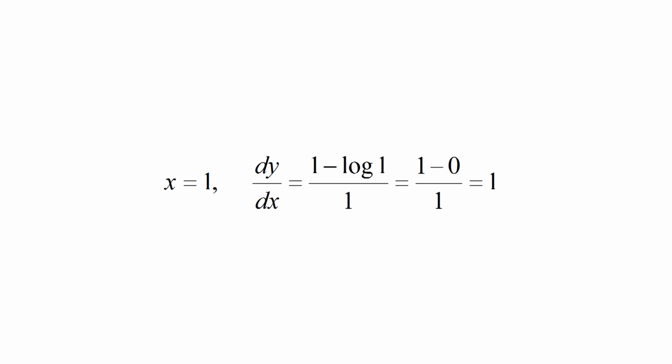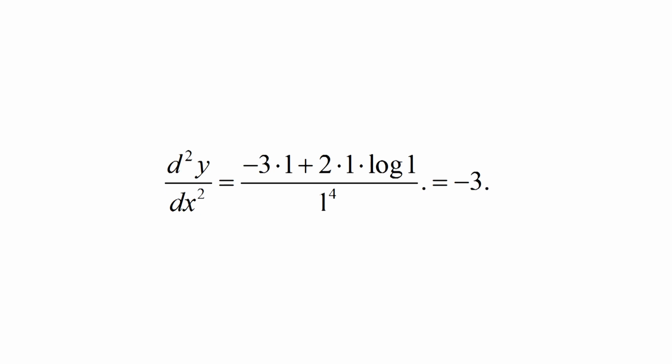When x is equal to 1, dy by dx is equal to (1 minus log 1) by 1, which is equal to (1 minus 0) by 1, which is equal to 1, and d square y by dx square is equal to (negative 3 times 1 plus 2 times 1 times log 1) all divided by 1 raised to 4, which is equal to negative 3.